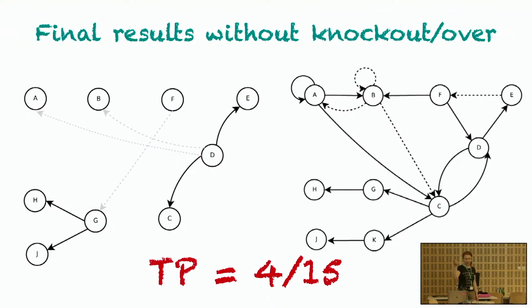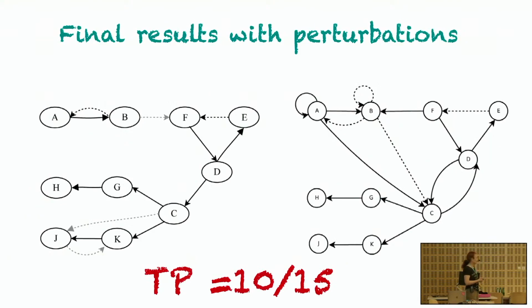Why am I talking about this? Because there are plenty of approaches in the literature where people use Bayesian approaches on real data, but without any validation. But after we add this perturbation experiment to the artificial system, we can infer now, the true positive rate is 10 over 15. So it's much, much better than before.